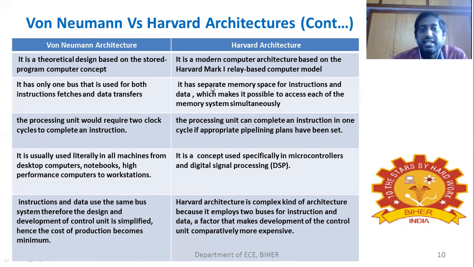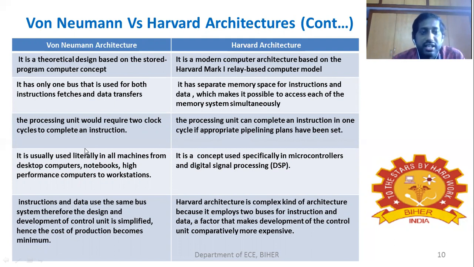In Harvard architecture, it has separate memory space for instructions as well as data, which makes it possible to access each of the memory systems simultaneously. So we can access the code memory as well as data memory simultaneously. In Von Neumann architecture, the processing unit would require 2 clock cycles to complete an instruction. In Harvard architecture, the processing unit can complete an instruction in 1 cycle if appropriate pipelining plans have been set. So it is purely dependent upon the pipelining process.